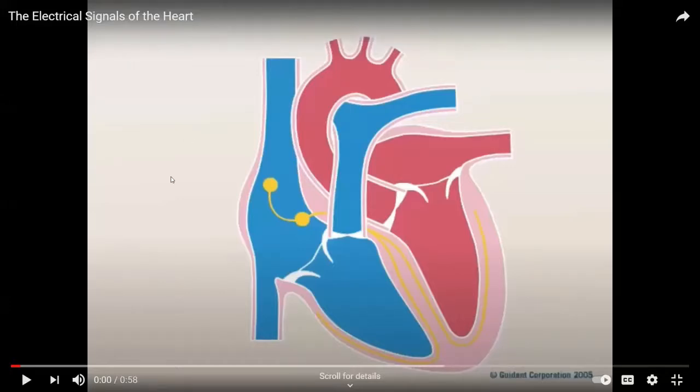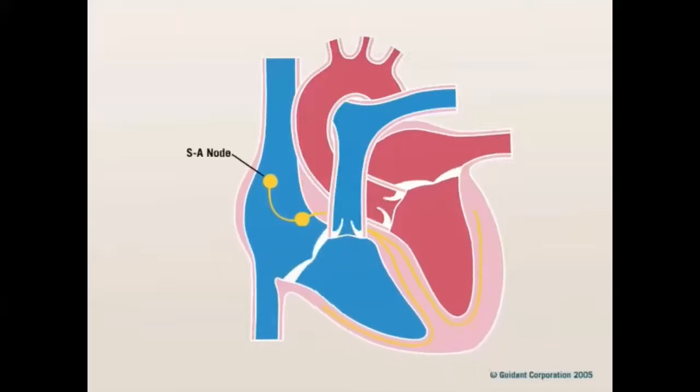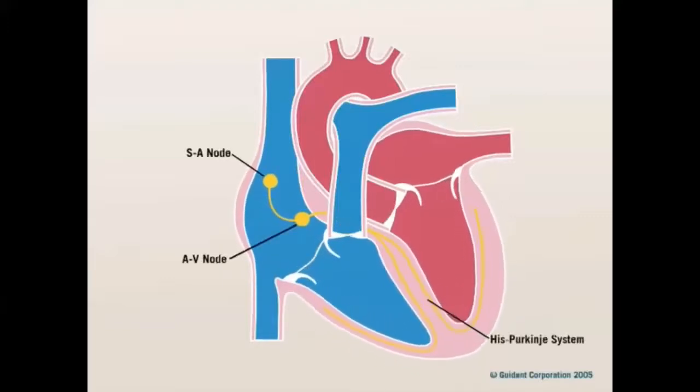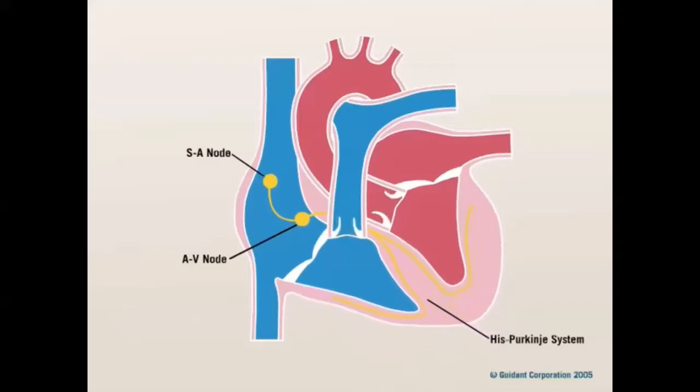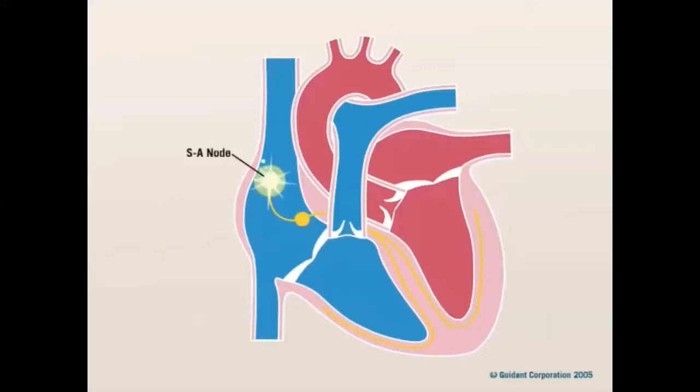So here's a short video that explains how the electrical signals of the heart spread. The heart's electrical system includes three important structures: the SA node, the AV node, and the His-Purkinje system. They trigger and carry electrical signals through your heart to make it contract and relax. The SA node is a bundle of special cells in your upper right atrium. These cells create the electrical signals that trigger your heartbeat. The SA node is sometimes called your heart's natural pacemaker.